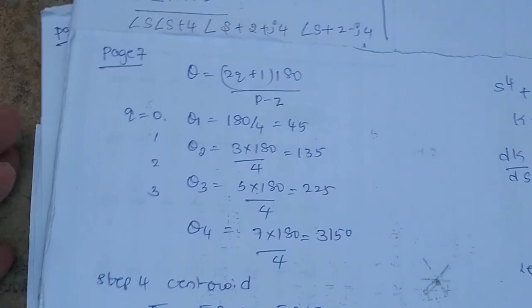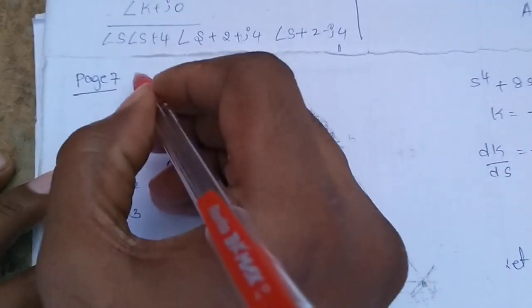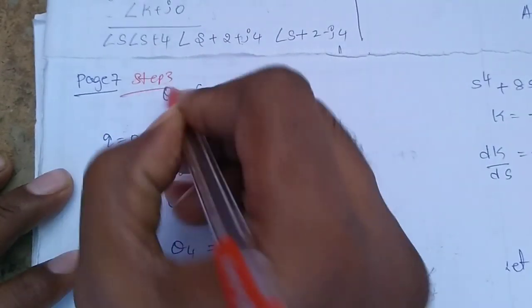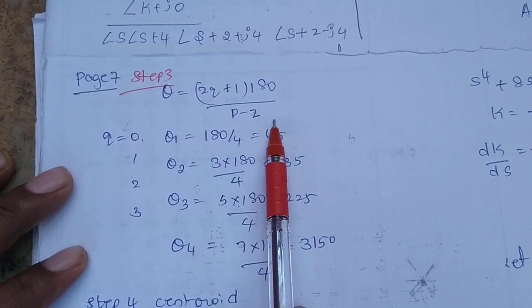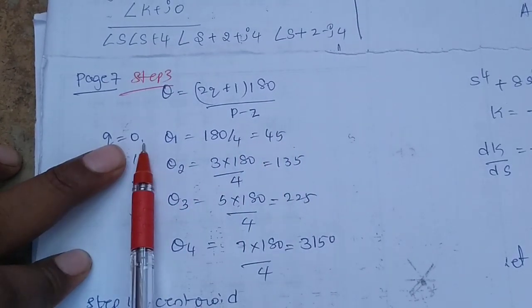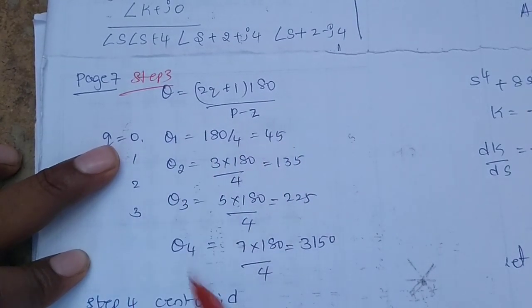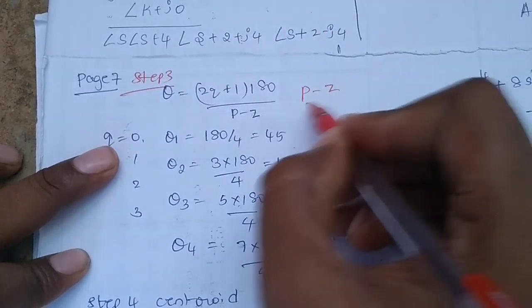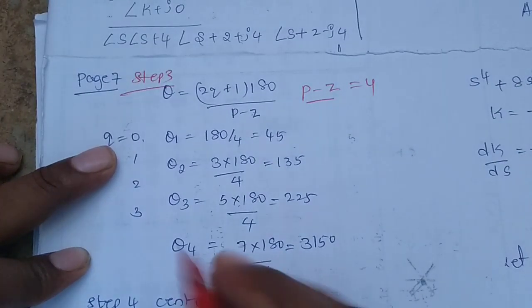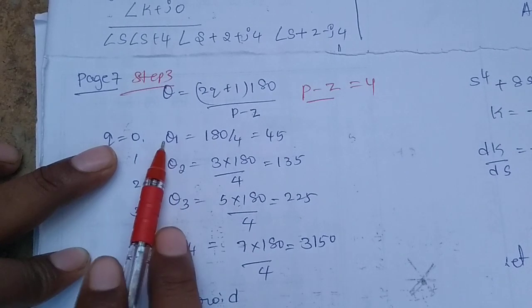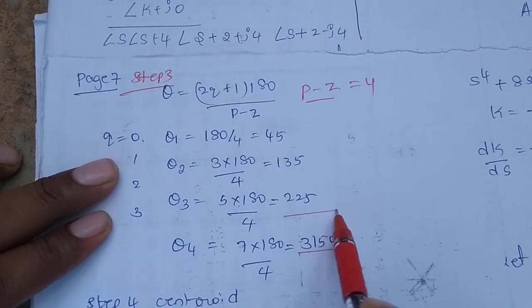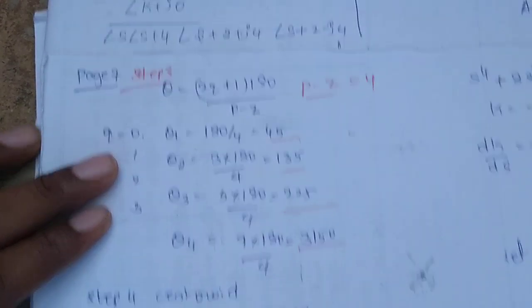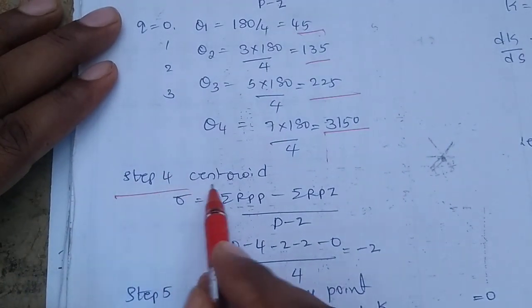Then step number 3, you have to find the angle of asymptotes. We know the formula theta is equal to (2q+1) into 180 divided by P minus Z. So put q equal to 0 to 3, because P minus Z equals 4 branches. So we have to find 4 angles, theta 1, theta 2, theta 3, theta 4: 45, 135, 225, 315.